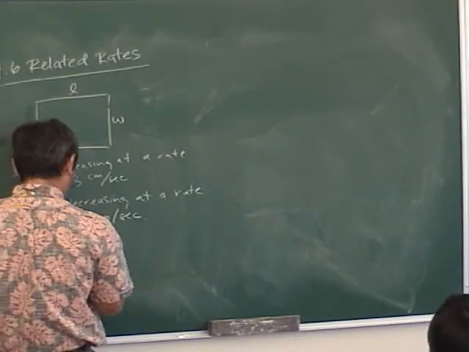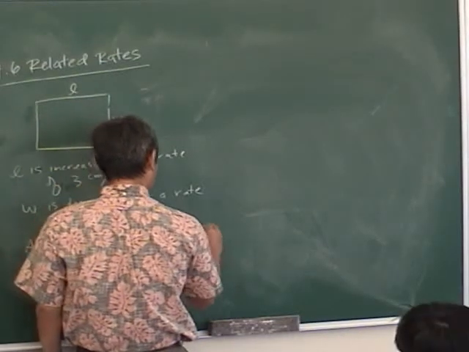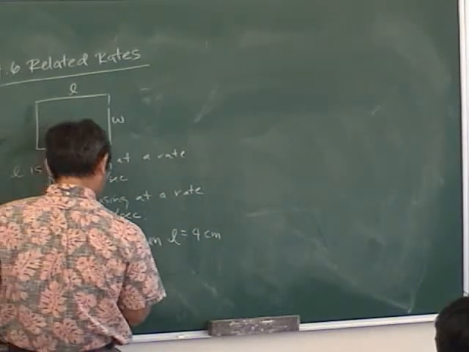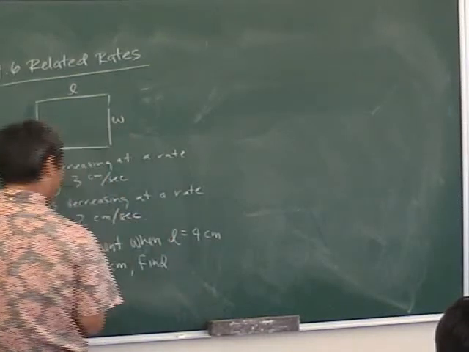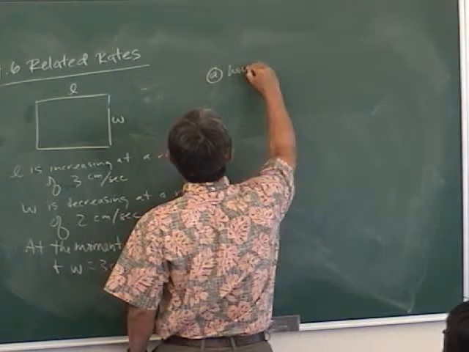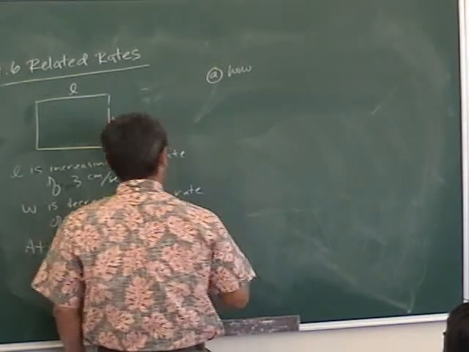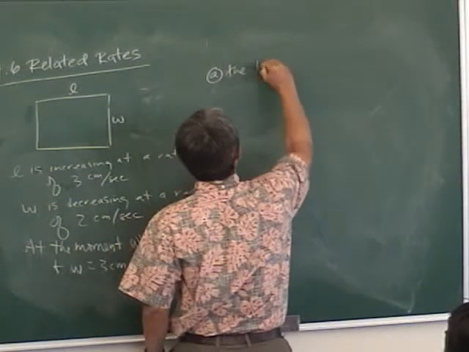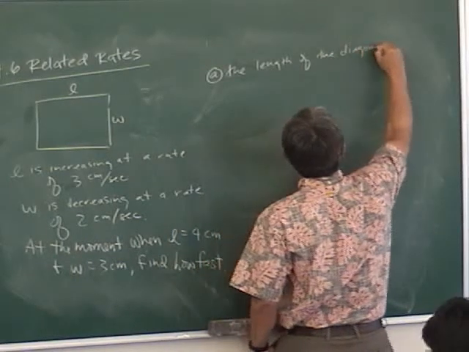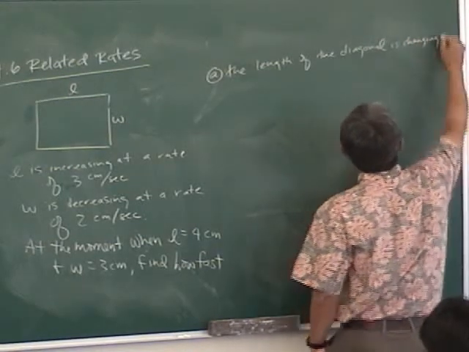At the exact moment when the length is equal to 4 centimeters and the width is equal to 3 centimeters, we're going to find different things. A, find how fast the length of the diagonal is changing.